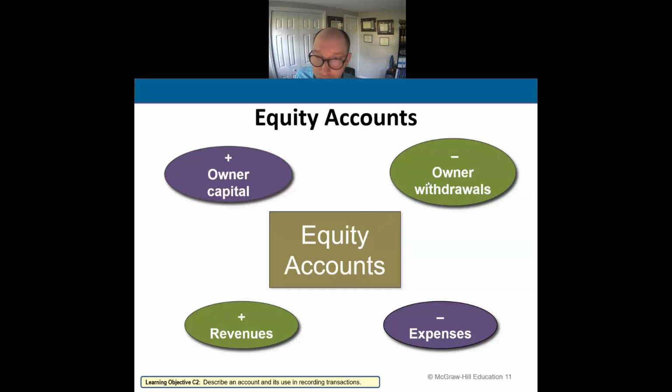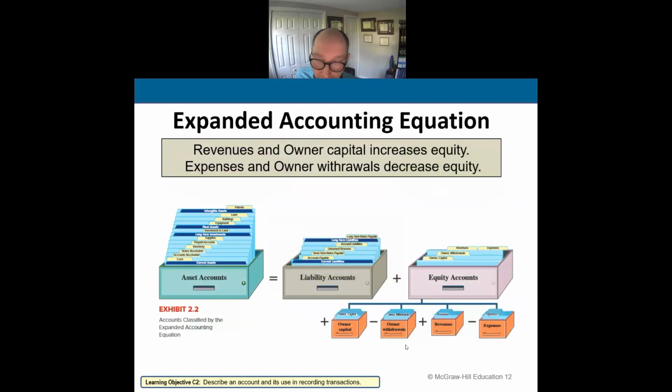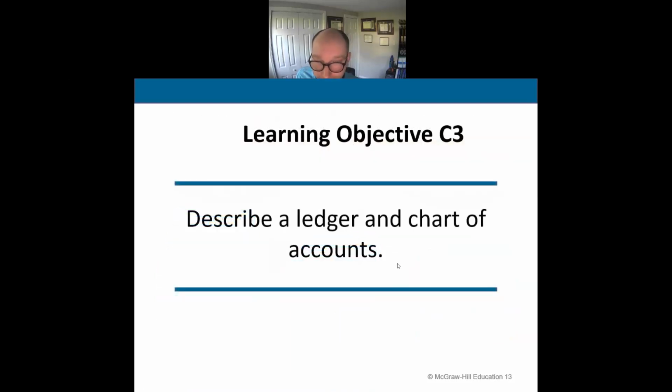Owner withdrawals, owners taking cash out of the business to pay themselves. Revenue minus expenses equals net income. Net income minus dividends equals retained earnings. It's all part of equity. Here's a nice visual representation of the accounting equation: assets equals liabilities plus equity, and all the various accounts within each one. We're getting there, making good progress.